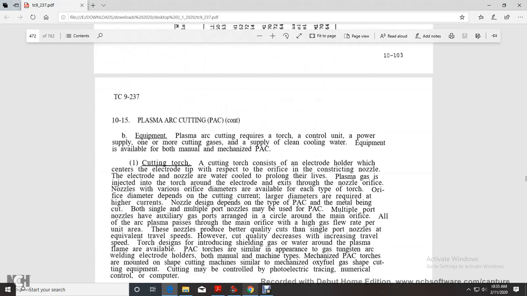Equipment. Plasma cutting requires the torch and control unit with a power supply. One or more cutting gases are supplied with clean cooling water. Equipment is available for both manual and mechanized plasma arc cutting.